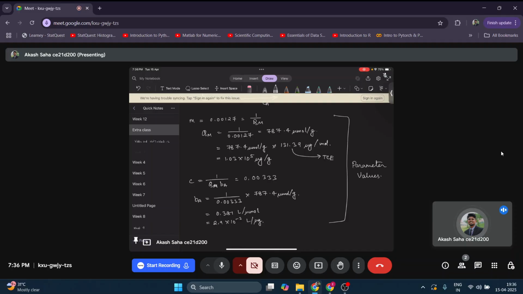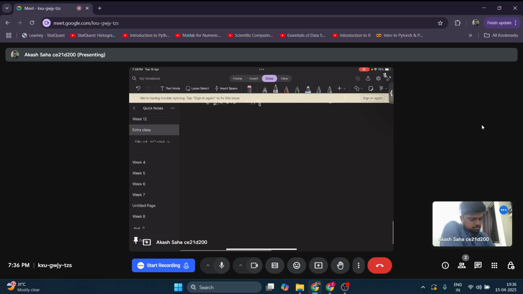So that's how you have to solve the first part, that is for the Langmuir isotherm. Now we will solve how to get the parameters of the Freundlich isotherm. So here again, for the Freundlich isotherm.